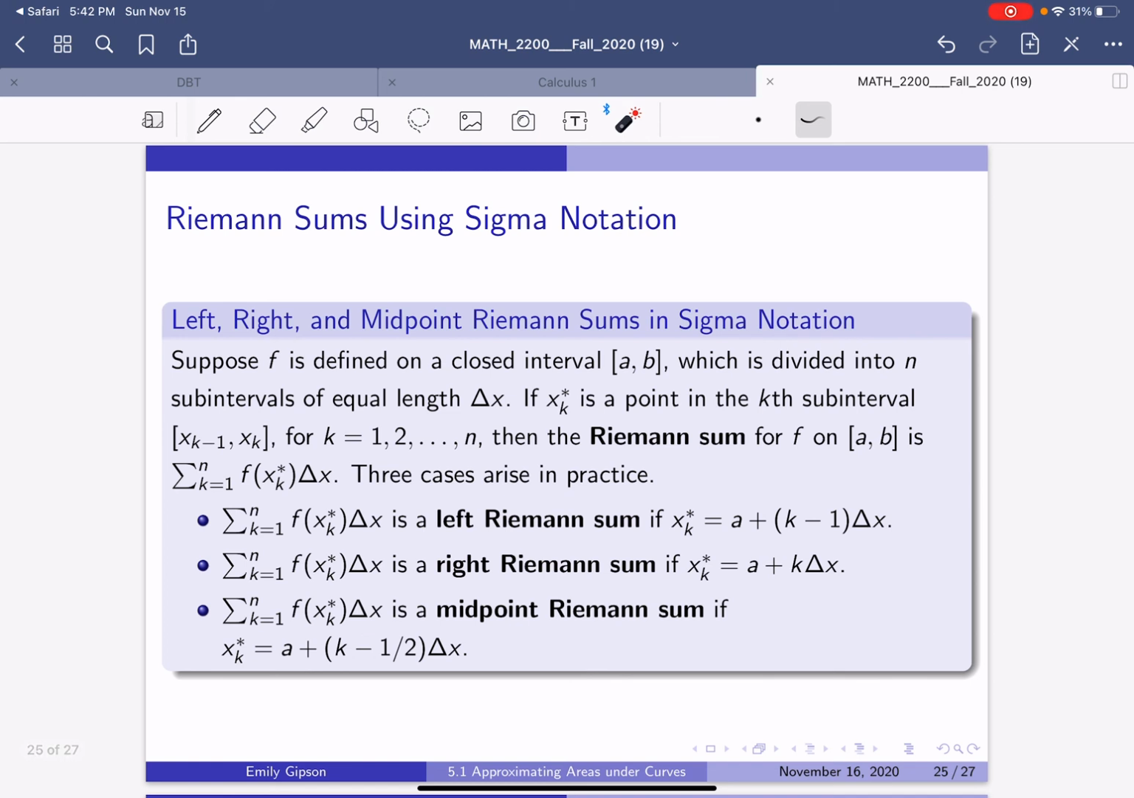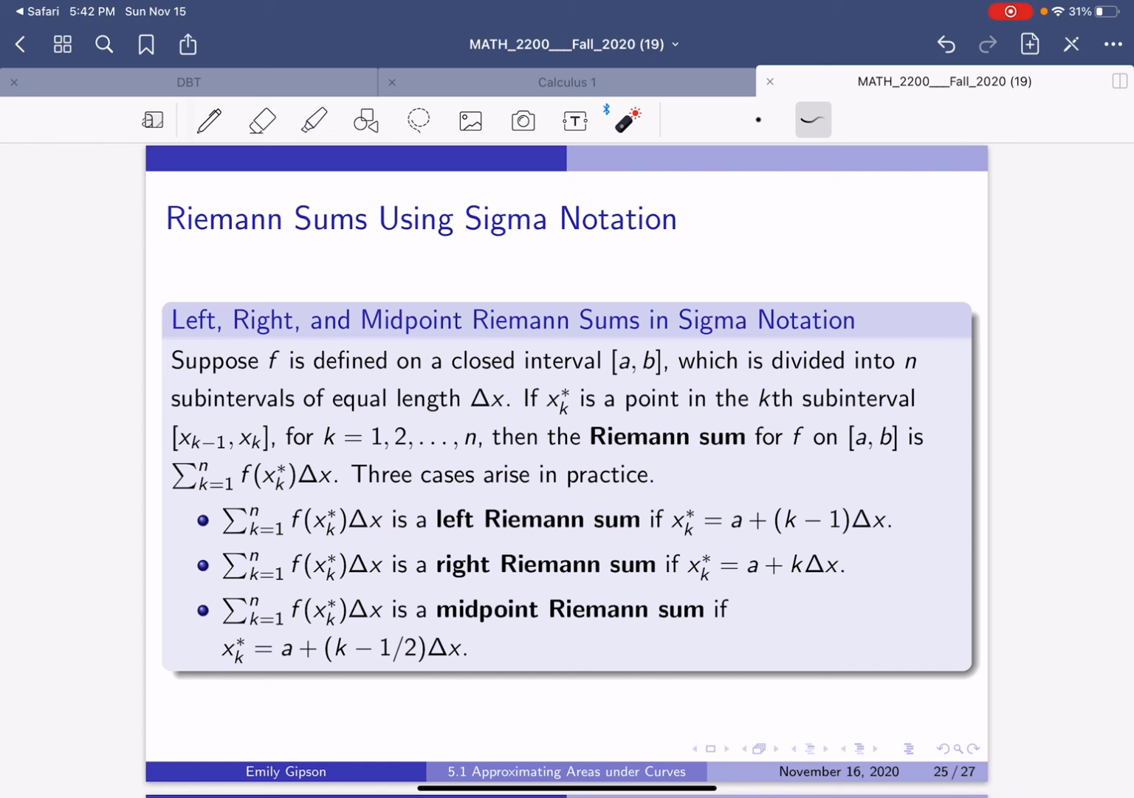So suppose f is defined on a closed interval a to b, which is divided into n many subintervals of equal length, delta x. If x_k star is a point in the kth subinterval, x_(k-1) to x_k, for k equals 1, 2, all the way to n, then the Riemann sum for f on a to b is the summation from k equals 1 to n of f of x_k star times delta x. And in fact, because delta x doesn't depend on k, it's a constant multiple, we can just pull it out.